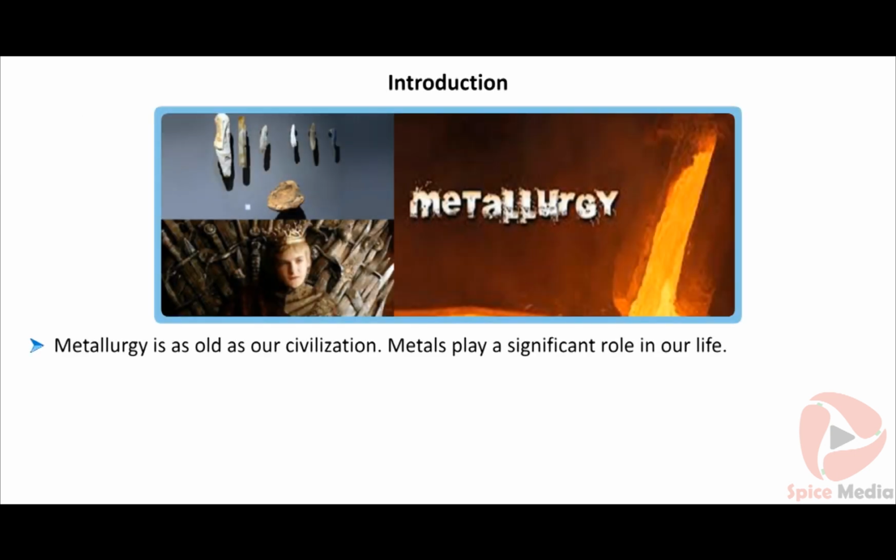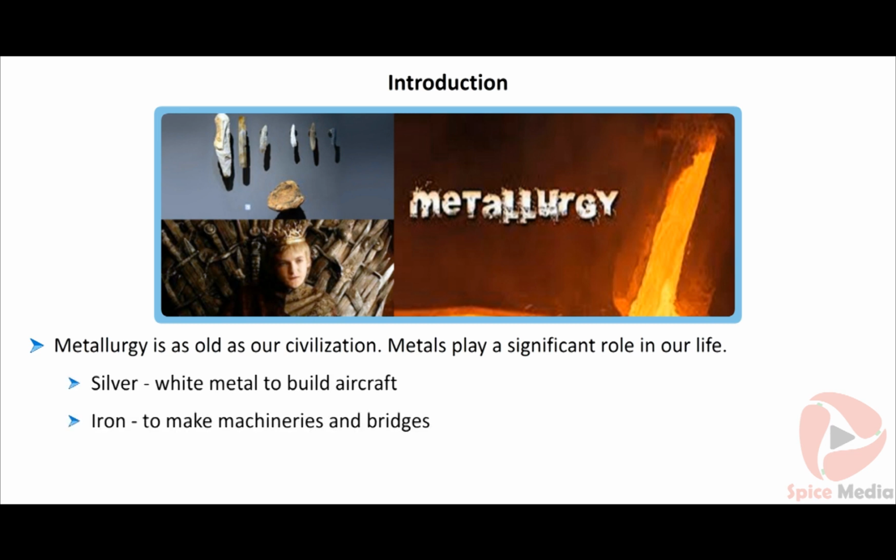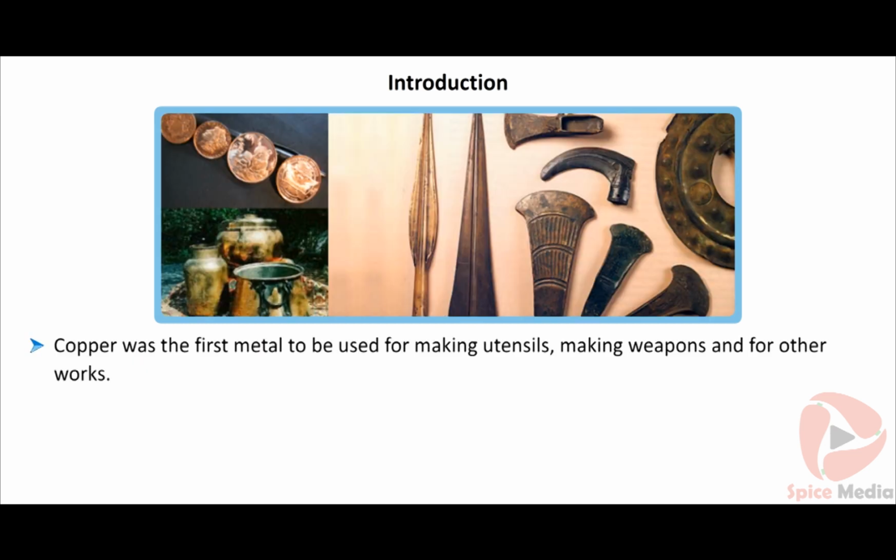Metallurgy is as old as our civilization. Metals play a significant role in our life. They constitute the mineral wealth of a country, which is the measure of prosperity. Aluminium is a white metal used to build aircraft. Iron is lustrous steel used to make machineries and bridges. Copper is a reddish-brown metal used to make coins. They all unite together to form alloys. Copper was the first metal to be used for making utensils, making weapons, and for other works.